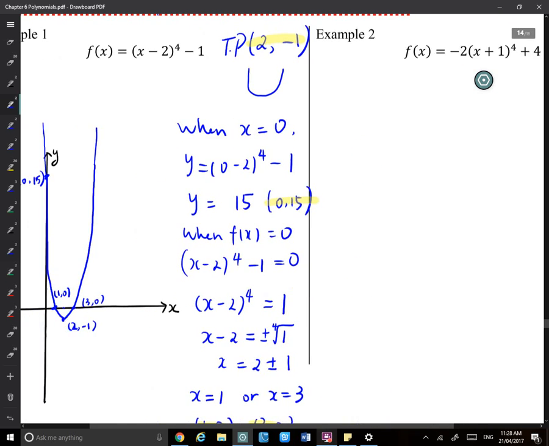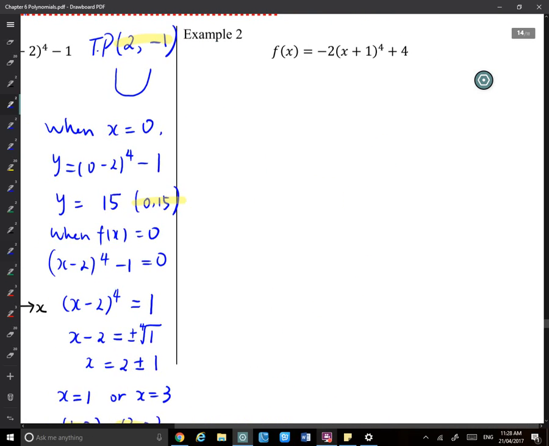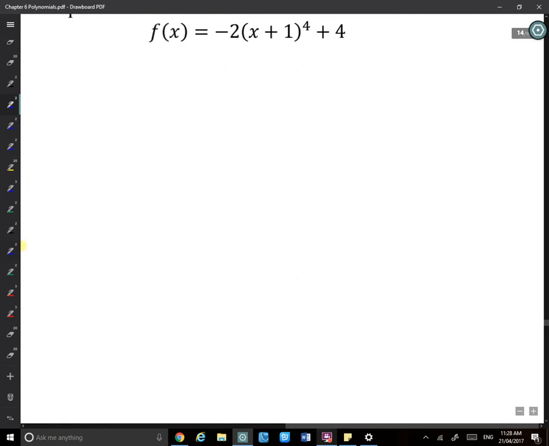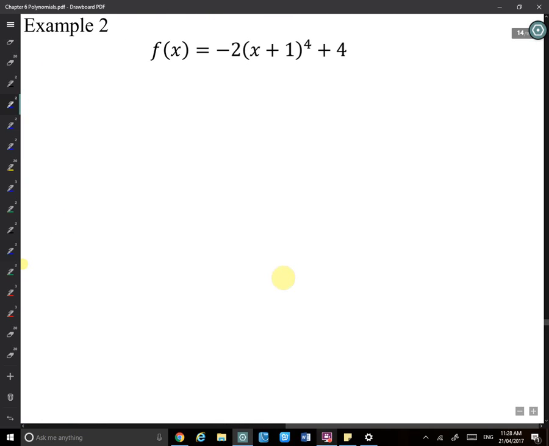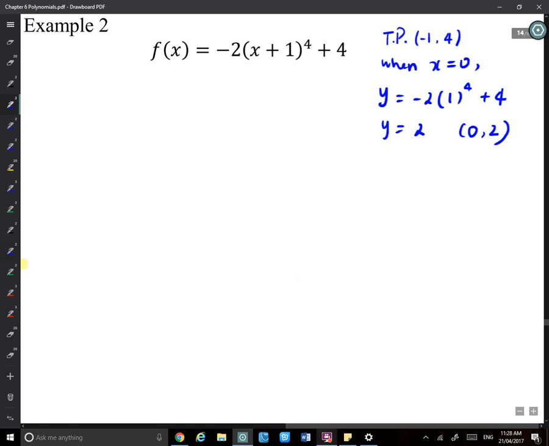Okay, have a look at the next one. What's the turning point for this one? What's the (-1, 4)? Yes. And then when x equals 0, y equals -2(1)^4 + 4. -2 + 4 equals 2. So (0, 2) is the y-intercept.